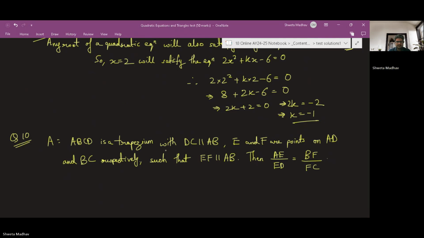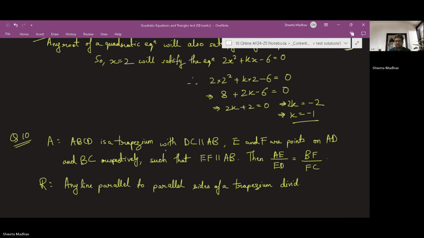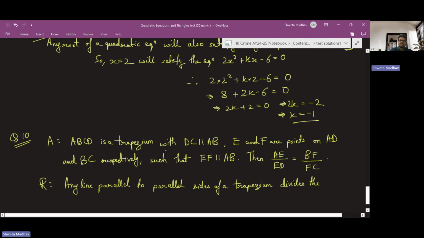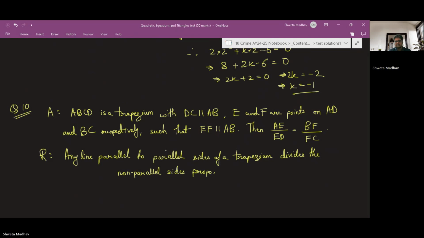And then the reason is given as: any line parallel to the parallel sides of a trapezium divides the non-parallel sides proportionally.